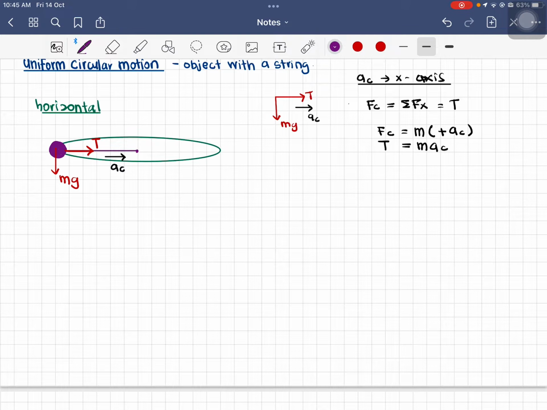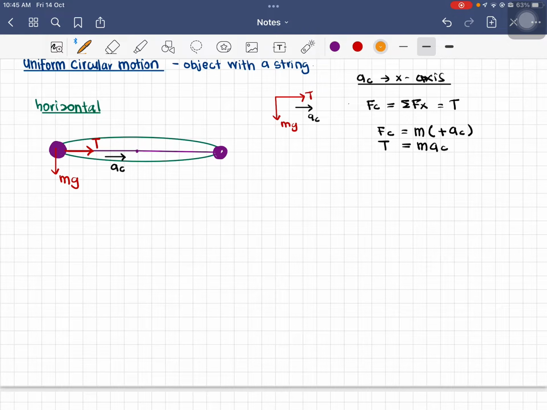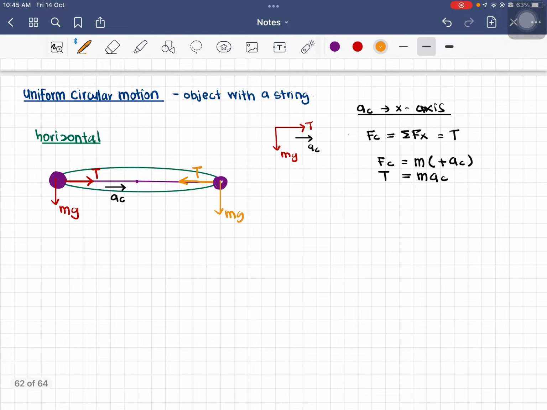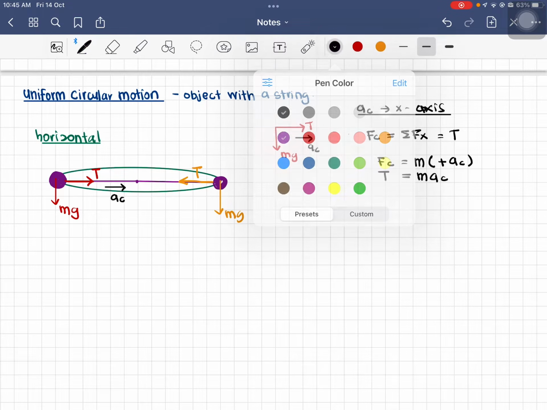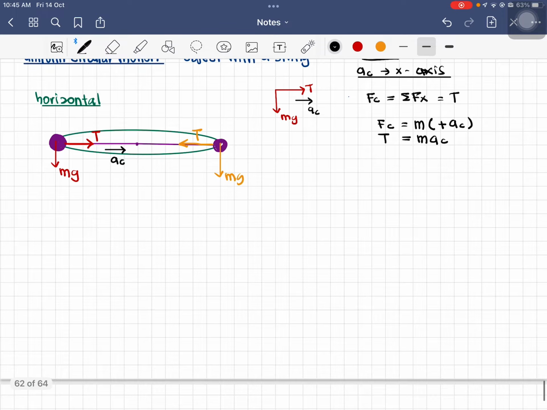So let's see, your object is on the right. And then you have this string. What happen now is, let's say, your T, tension awak sekarang ni ke kiri, awak punya weight ke bawah. So this one is for the left, and now I want to show for the right.